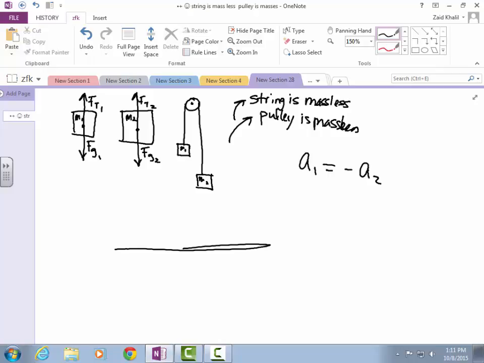So it would be, instead of a string, it would be a spring. That's right. If it was a spring, then all bets are off.